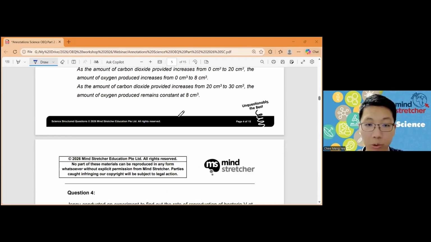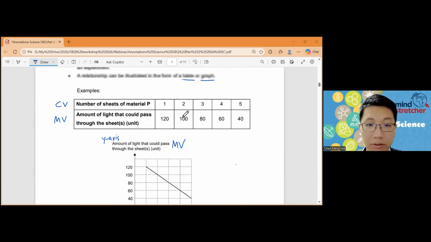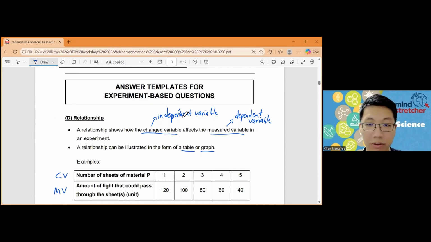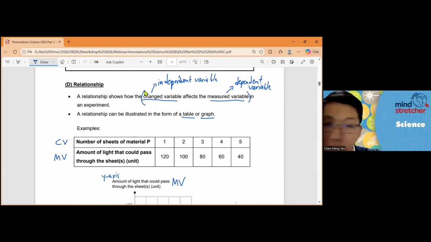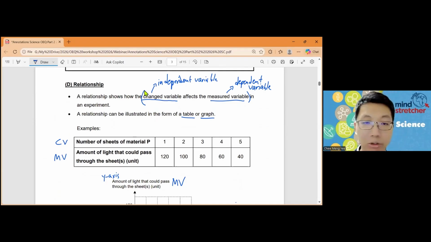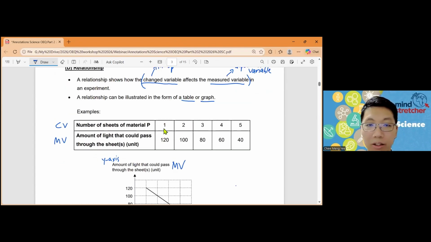So I'm just showing you. That is this part here, Kairos. This first thing: how a change variable affects the measured variable. So the question can be phrased in different ways. Very seldom they will ask you, what's the relationship between variable X and variable Y? That one is too straightforward. In PSLE, the more common question type for relationship will be what?